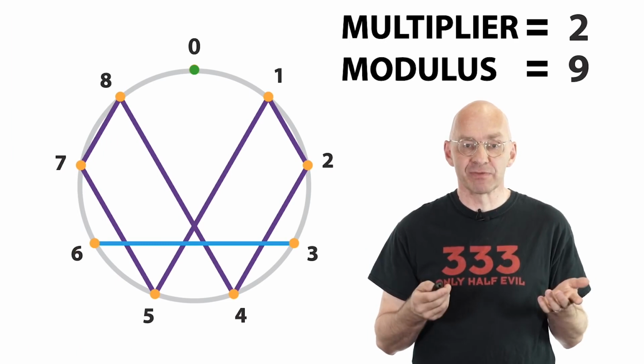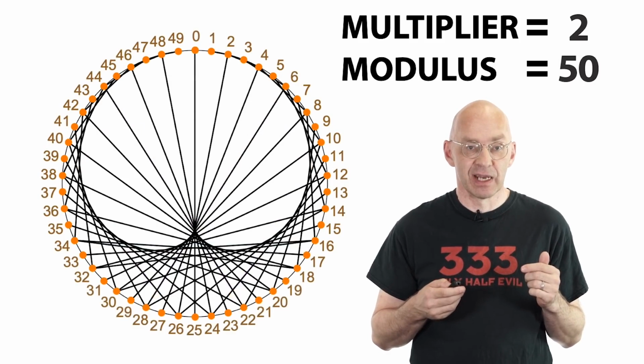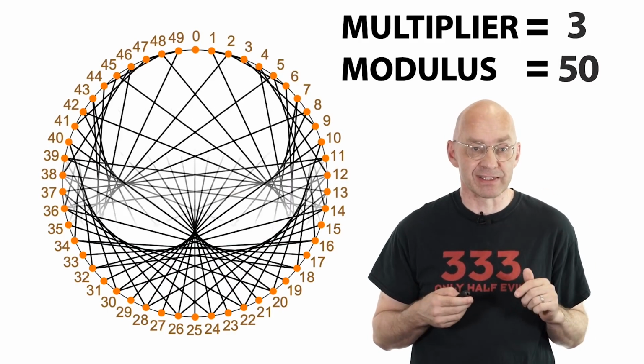Anyway, for the vortex we have multiplier 2 and modulus 9. Then changing the modulus to 50 we get this. And if we now change the multiplier to 3 we get this.